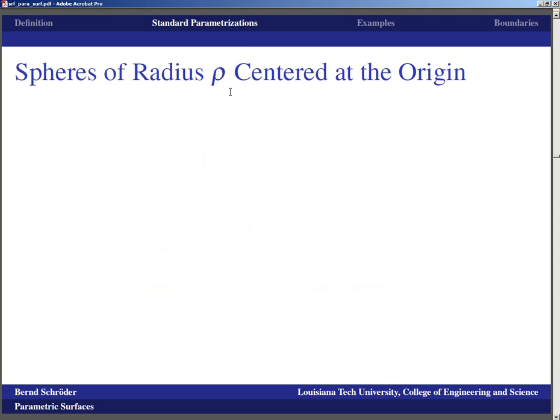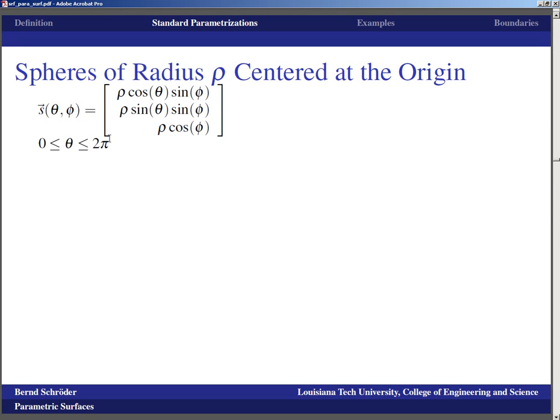Another standard object are spheres of radius rho centered at the origin. Here's the parametrization. It's certainly something that you want to memorize, because it's also at the heart of spherical coordinates, which we will also revisit very shortly. Theta goes from 0 to 2 pi. Phi goes from 0 to pi, and yeah, we probably want to talk that one over.